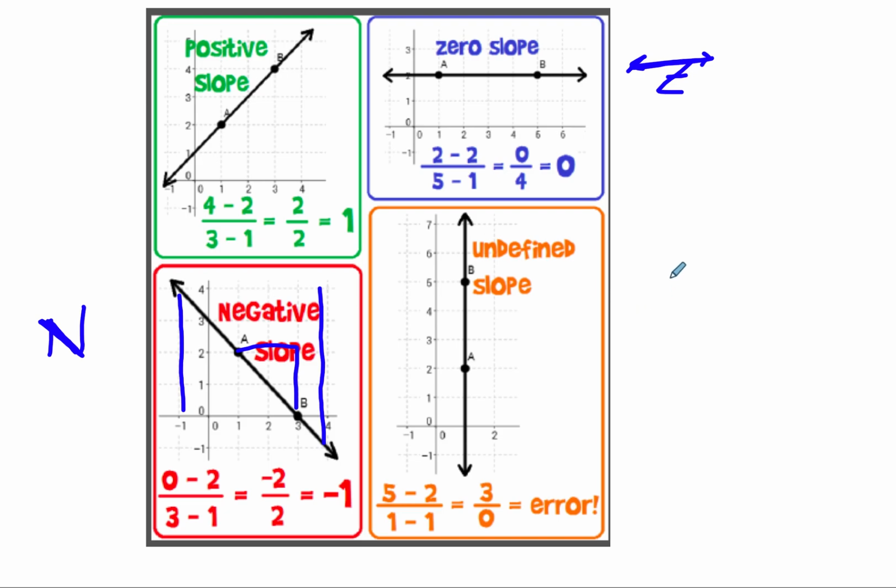And then undefined, that line goes straight up and down. If you think about a U, that side of the U goes straight up and down. That's undefined. There's no slope at all. It is literally straight up and down. You can't really climb that if you're walking up the stairs if it's completely straight up and down. So that's undefined.